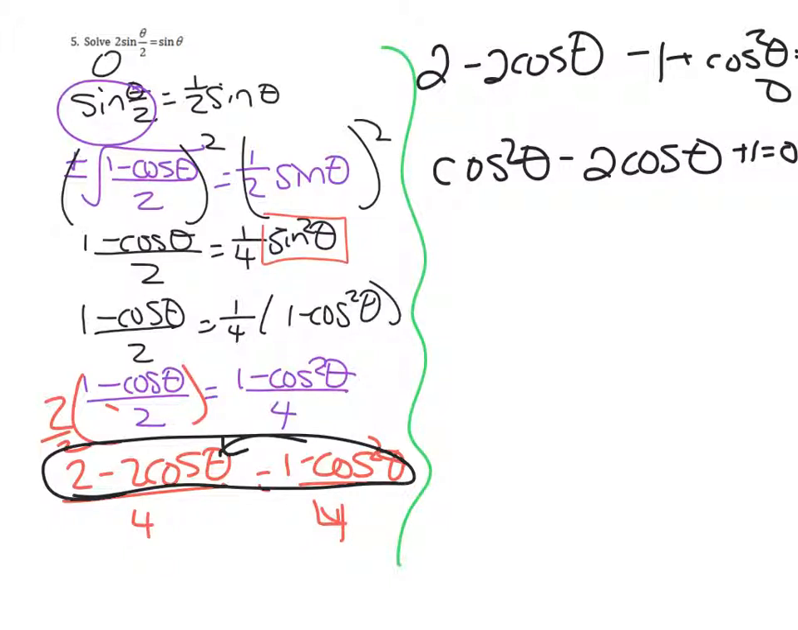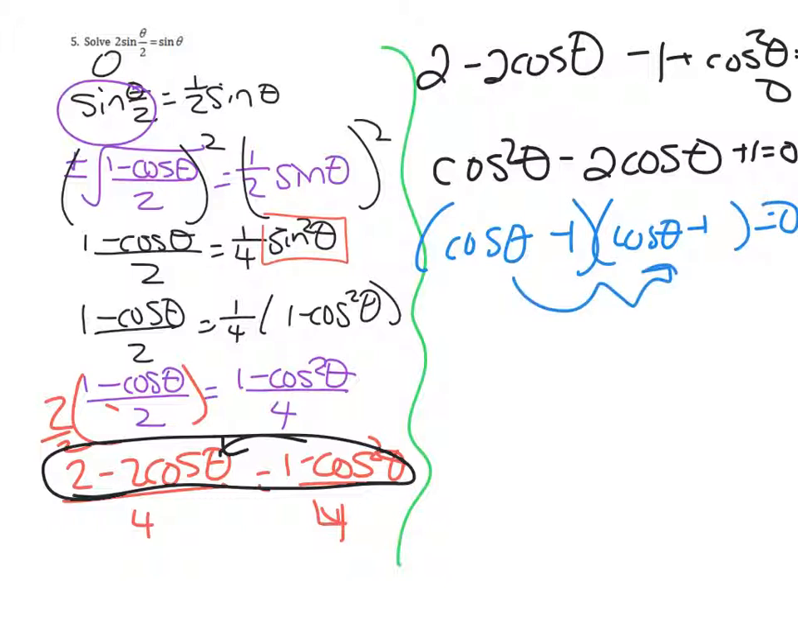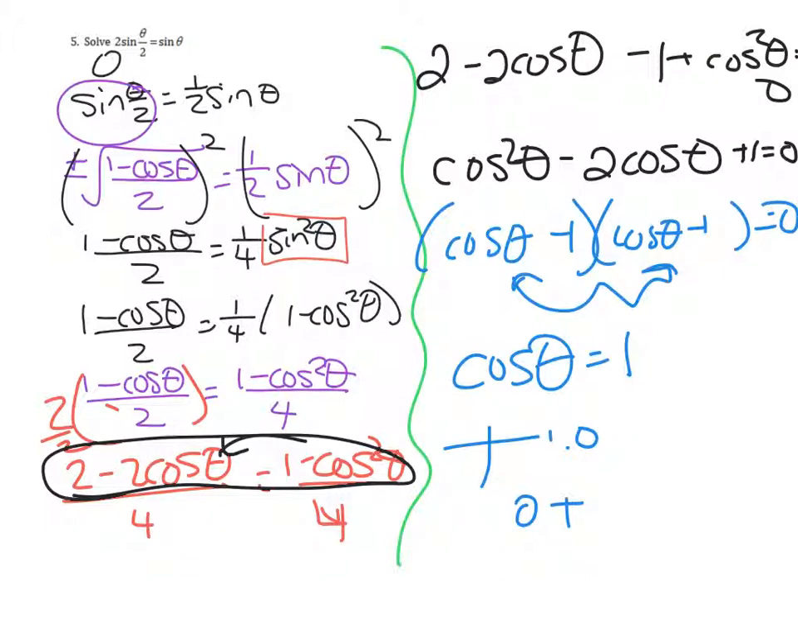And we're just going to factor. Cosine theta minus 1, cosine theta minus 1, equals 0. So both of them are the exact same thing. So cosine of theta equals 1. And cosine of theta is 1 at 0. And since there's no restrictions, I need to put plus 2n pi on the end, not n pi.